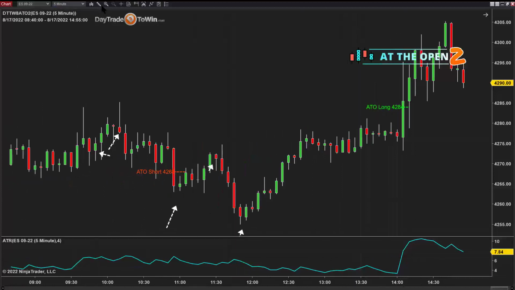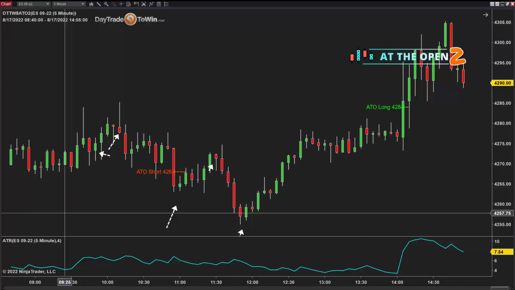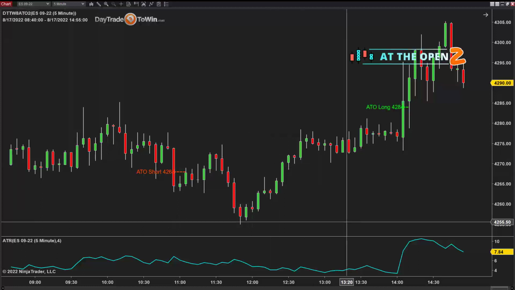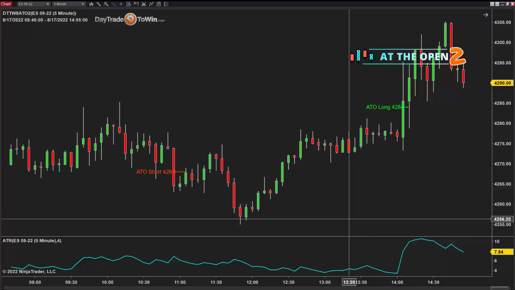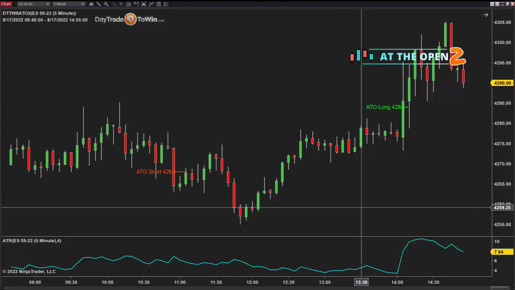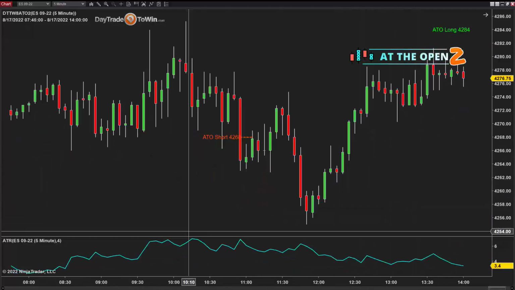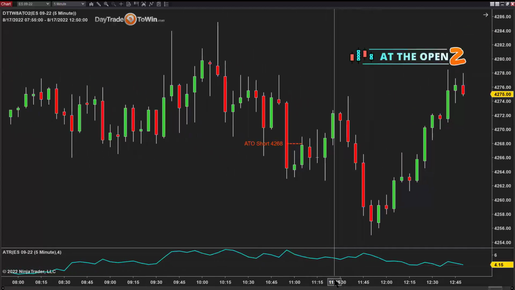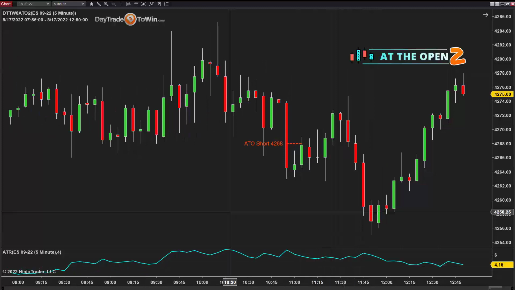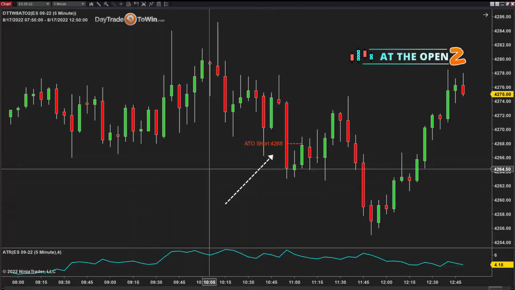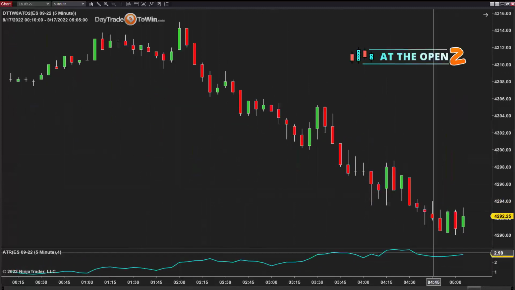So the way that the at the open method works, it's considered one of the original price action methods that really exist out there to tell me to buy or to sell as the market initially opens for the day. So I like to look at the at the open method only within the first few hours of the session because that's the initial push or the move of the day. And so we have here a short for today on the at the open method.